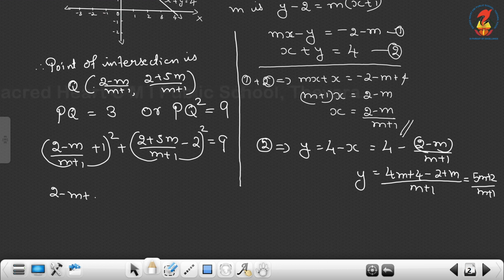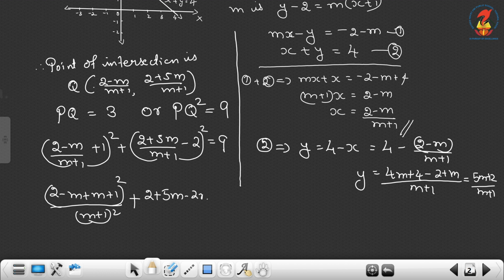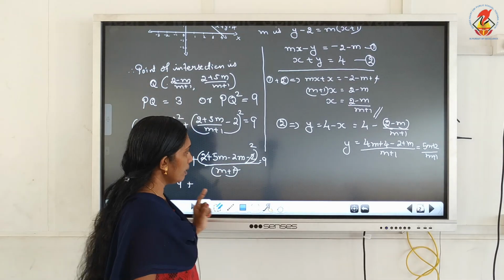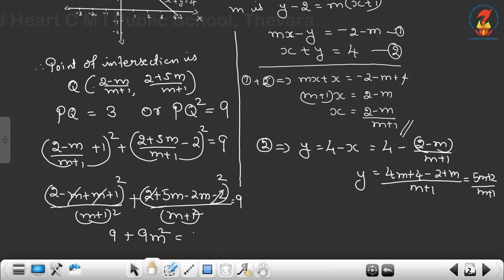So (2 minus m plus 1) square by (m plus 1) whole square plus (2 plus 5m minus 2m minus 2) whole square by (m plus 1) whole square is equal to 9. Here 2 and 2 cancel, m and m cancel. So 2 plus 1 is 3, 3 square is 9, 9 plus, denominator is same, 5m minus 2m is 3m, 3m square is 9m square, equal to 9 into (m plus 1) whole square.